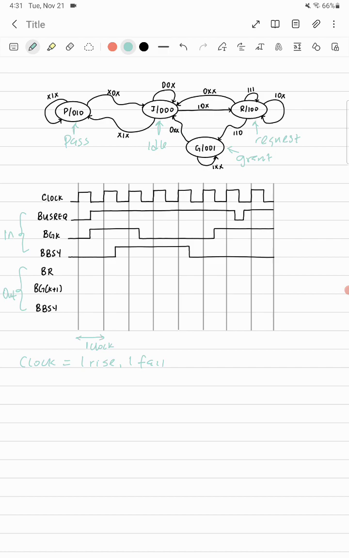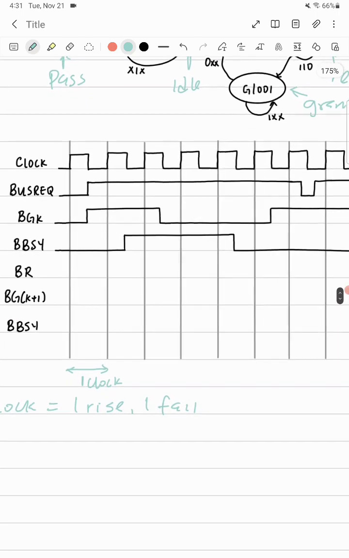So now, how do we know what state it is in? It's as simple as looking at the inputs and trying to match the input binary to the binary of the Moore finite state diagram. It's as simple as that. How do you match the binary? Let me zoom in a little bit.